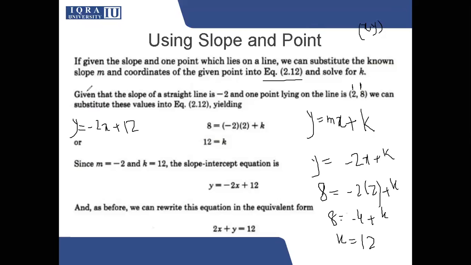Let me see how we've done it here. We can substitute these values. Basically, we've substituted (2, 8) and -2 in the general equation, y equals mx plus k. This is what we get, and we get the value of k as 12. Since m is -2 and k is 12, the slope intercept equation is y equals -2x plus 12. Just substitute the slope and the y-intercept. And if you want to rearrange, you can take the 2x to the other side and you get 2x plus y equals 12. So this is how you're supposed to solve when you have one slope and one point.